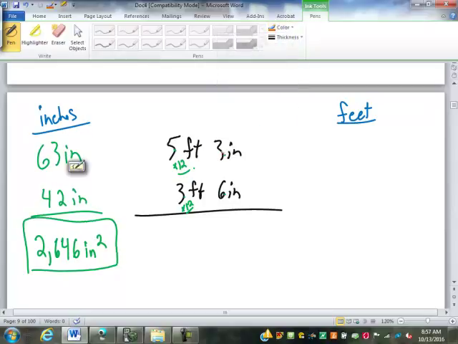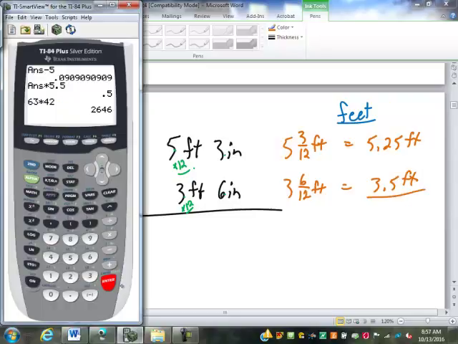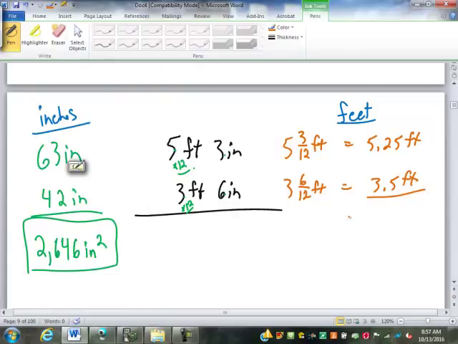If I wanted to change this all into feet, the way I would do it is just this. There's 12 inches in a foot. So this is 5 3/12 of a foot, or 5.25 feet. This is 3 6/12 of a foot, or 3.5 feet. So 5.25 times 3.5 is 18.375. And feet times feet are square feet.